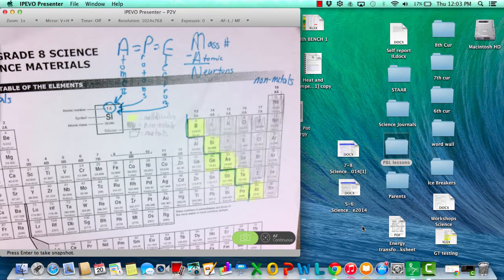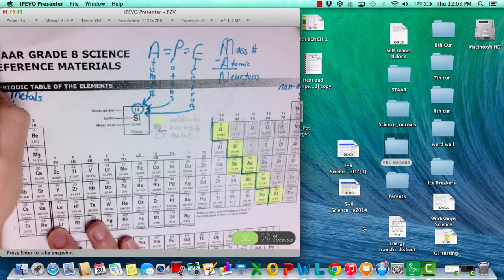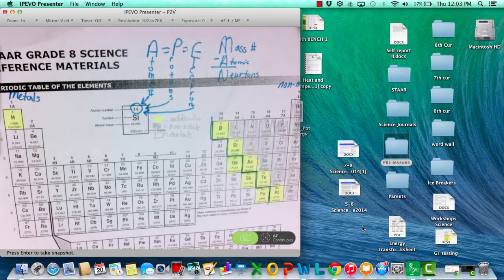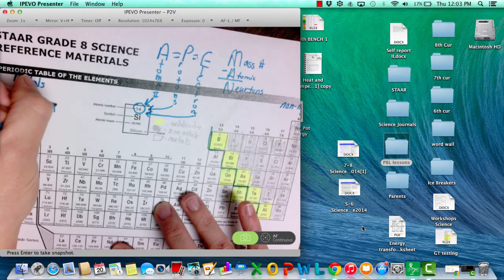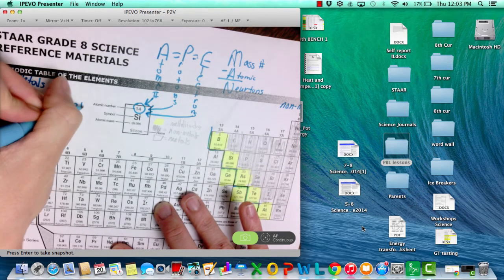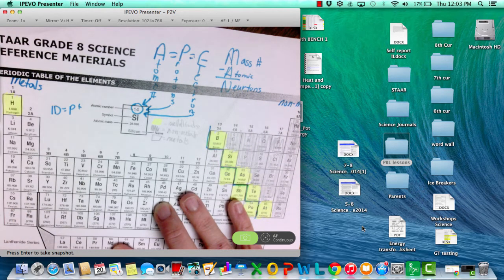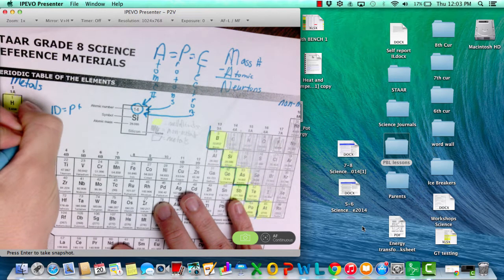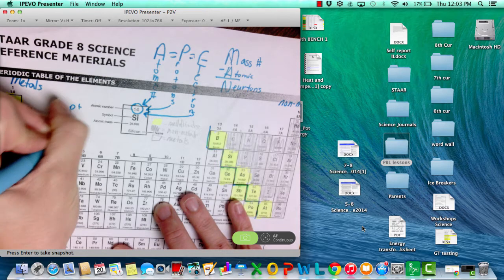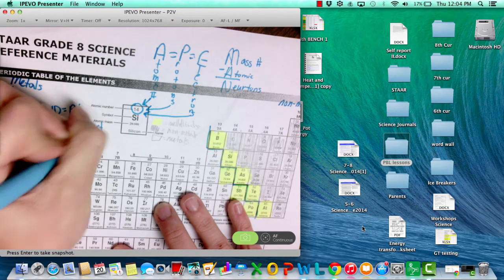Also, don't forget that hydrogen is a nonmetal. Okay? So also write ID or P, and remember that stands for that protons will always identify an element where valence electrons determine reactivity.